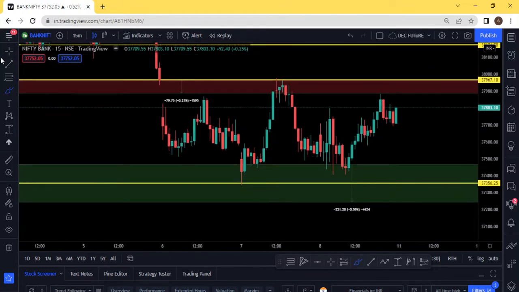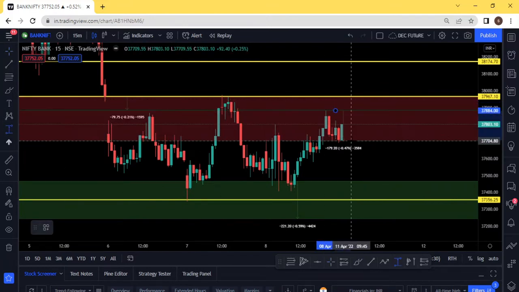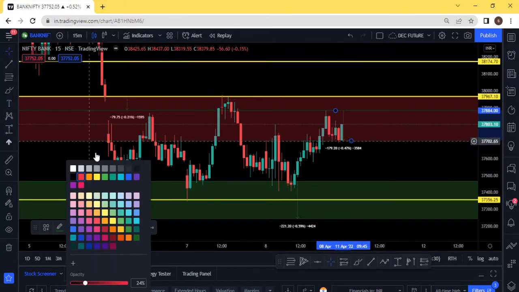So according to the plan, price action is the first thing that we can get to see. Now also, if the price probably opens in this zone, I'm going to mark this here. I'm going to put it in yellow, right?